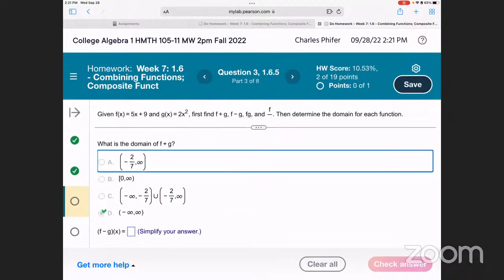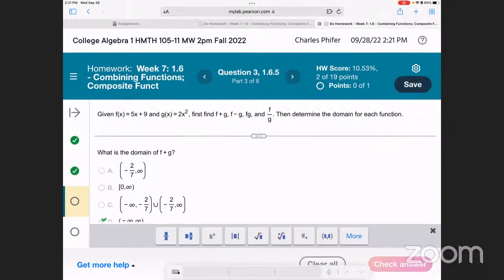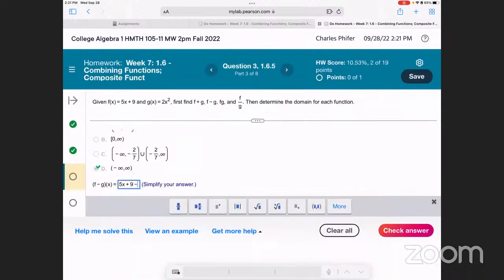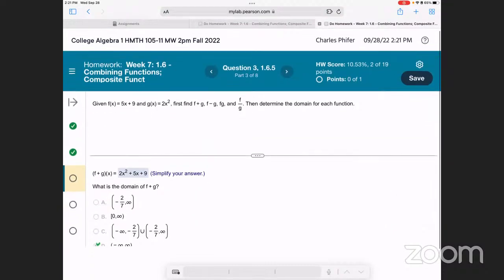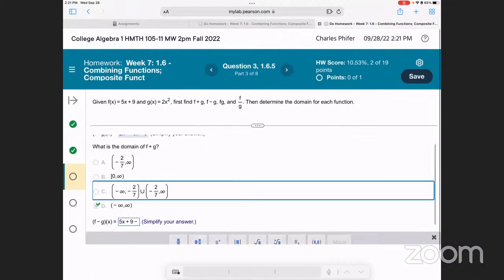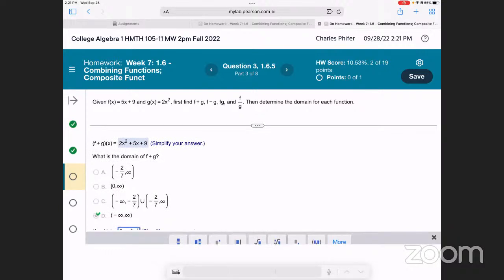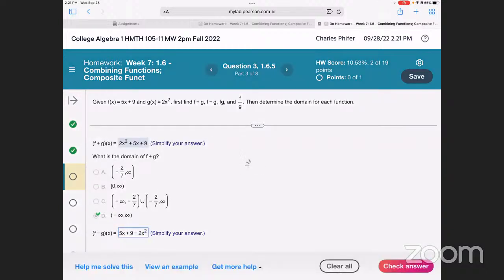Okay. So then F minus G. Now, if we're saying minus G, notice we don't have to distribute that negative. So then F is 5x plus 9, minus G of x, which is 2x squared. So I just said 5x plus 9 minus 2x squared. We didn't need to distribute a negative, so this should be good.